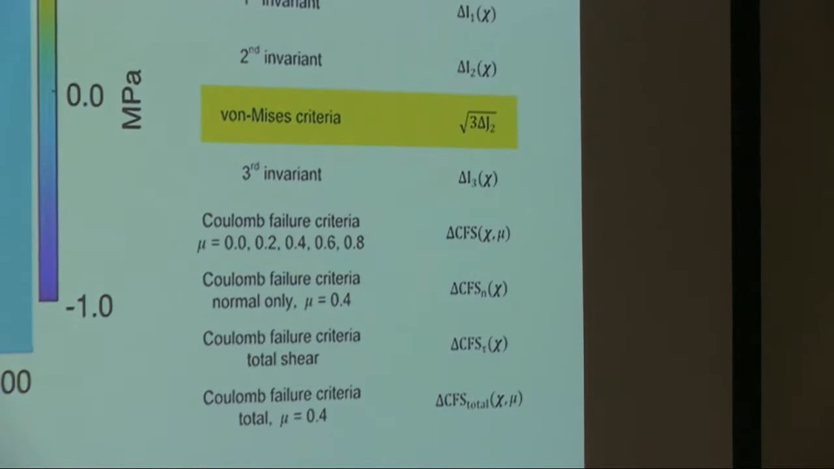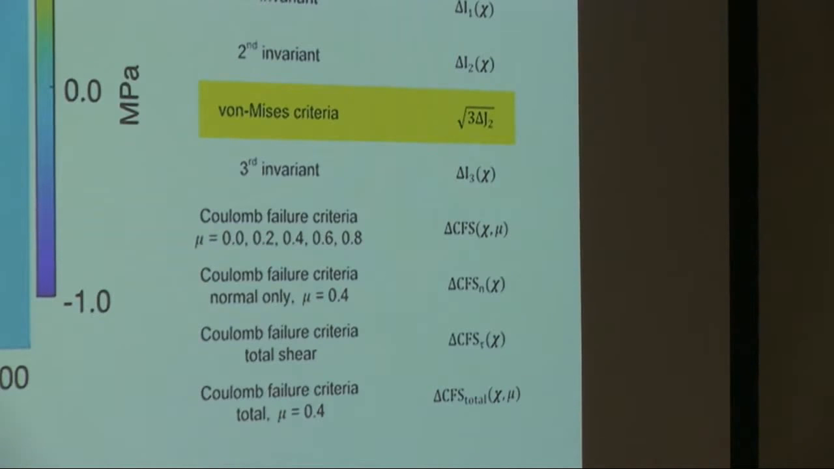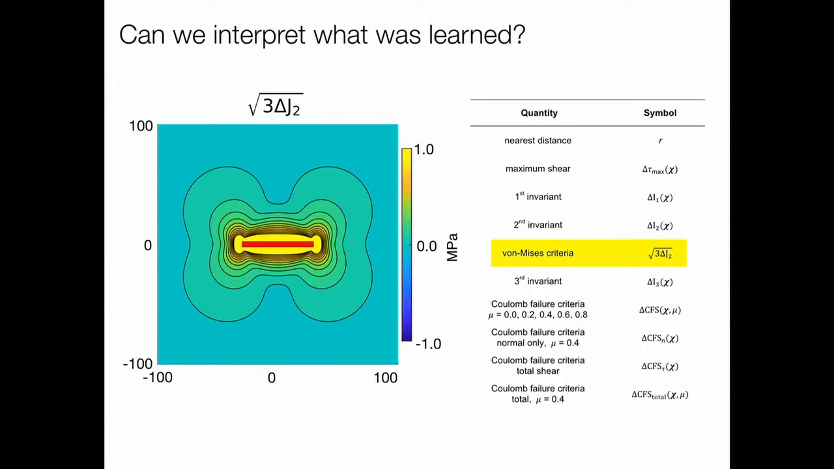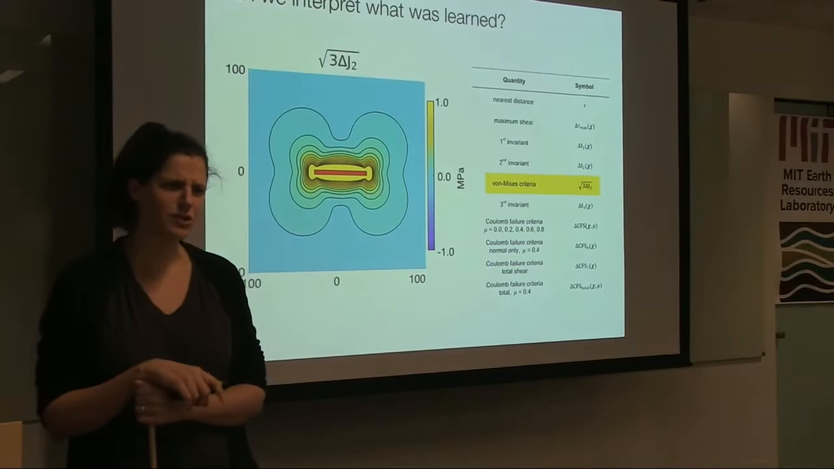And when we saw this, I immediately went to Google Scholar and looked up whether anyone had ever used this quantity for earthquake-related things. And there's a paper by Kagan and Jackson in 1998 in which they specifically propose the second invariant of the deviatoric stress tensor as being useful for explaining aftershocks, I think in California.